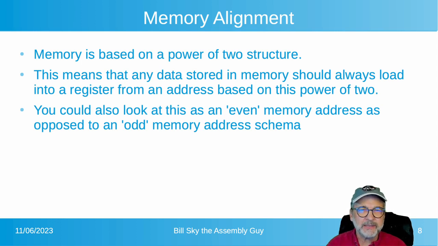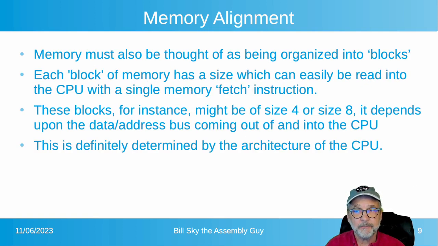And you can also look at this, I've heard this talked about as an even memory address as opposed to an odd memory address. But that's not really 100% correct, because if you have an alignment on a 2-byte boundary, which is even, a 4-byte boundary, which is even, a 6-byte boundary is not really a power of 2, is it? So it's more of a power of 2 structure that you should do it. And in fact, we might even see some code today showing you that error.